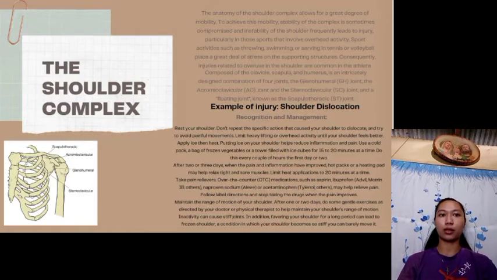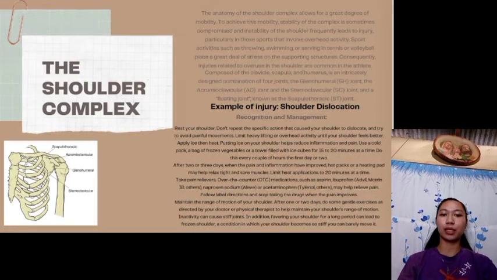Composed of the clavicle, scapula, and humerus, it is an intricately designed combination of four joints: the glenohumeral joint, the acromioclavicular joint, the sternoclavicular joint, and the floating joint known as the scapulothoracic joint. So the shoulder complex mobility is the result of a complicated dynamic connection between muscles, forces, ligament limitation, and bony articulation.